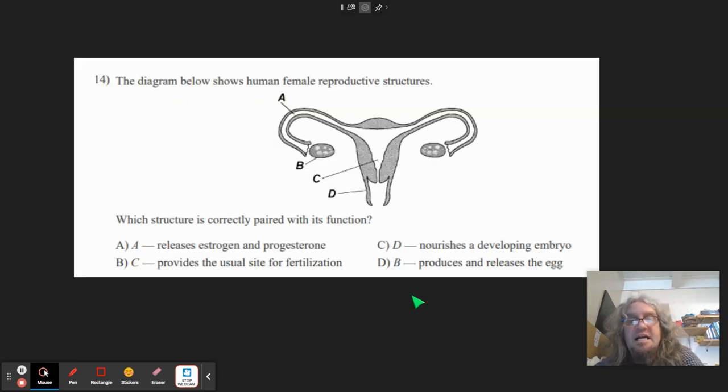Question 14, the diagram below shows a human female reproductive structure. Which structure is correctly paired with its function? Is it A? A releases estrogen and progesterone. B, C provides the usual site for fertilization.